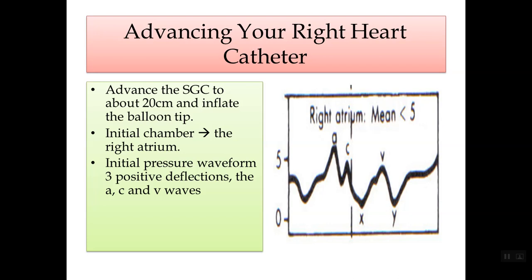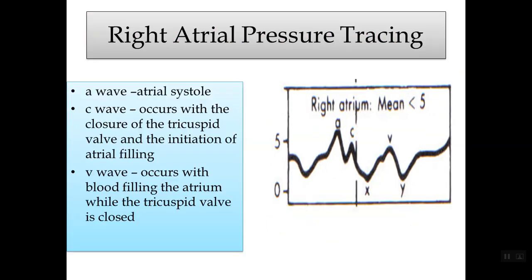Initial pressure waveforms: 3 positive deflections, as you know, the A, C and V wave, and then there are 2 deflections, the X and Y descent. This is the usual. And this is, again, the right atrial pressure tracing. I'm not going to repeat myself.